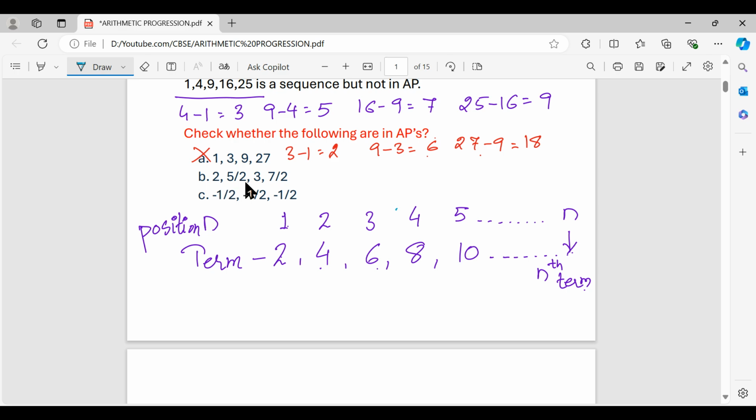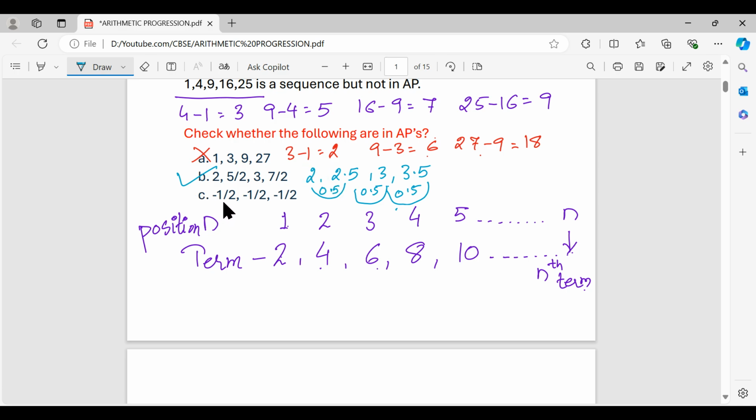Here we have 2, 5 over 2, 3, 7 over 2. So let me change this to 2.5. 5 over 2 is nothing but 2.5. Then 3 and then we have 3.5. Now 2.5 minus 2 gives 0.5. 3 minus 2.5 is again 0.5. 3.5 minus 3 is again 0.5. So there is a common difference between the terms that makes this one an AP. I hope this is clear to everyone.